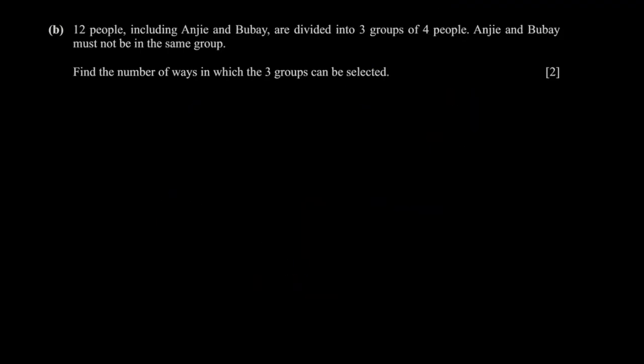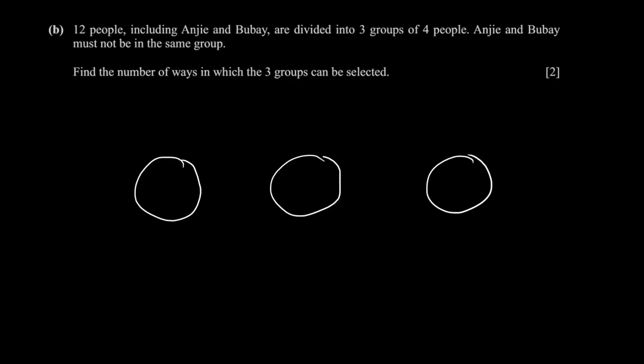Okay, then part B. 12 people, including Angie and Bube, are divided into 3 groups of 4 people. Angie and Bube must not be in the same group. Find the number of ways in which the 3 groups can be selected. Okay, well, I think the best thing to do is, again, just draw this out. Here I've got 3 groups, 1, 2, 3, okay? And I'll put Angie in this group and Bube in this group. Now, it really doesn't matter where they go. Angie could go here and Bube could go there. So long as they're not in the same group, that's all that matters.